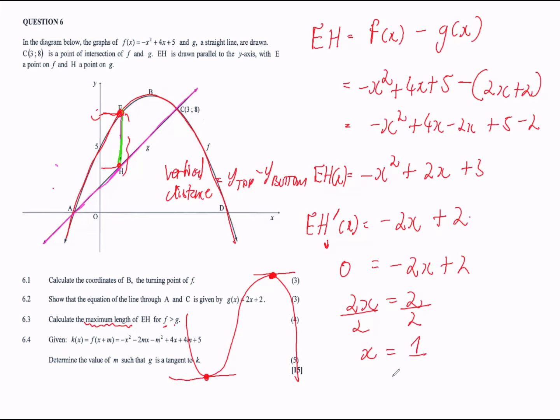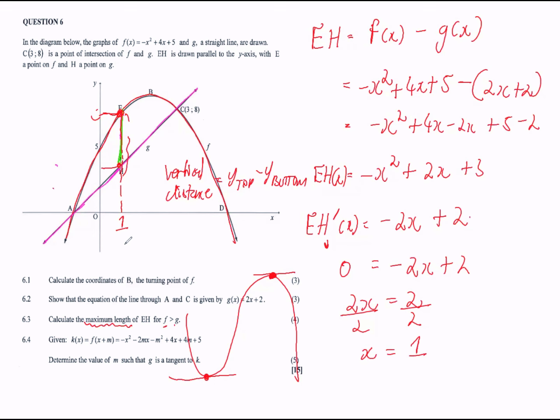So what does this x equals 1 represent? It represents the position whereby you would need to put your E and H so that you find the maximum length possible. So where they've put E and H, the X coordinate has to be 1. But have we found the maximum length? No. We have just found the position where the maximum length will occur.